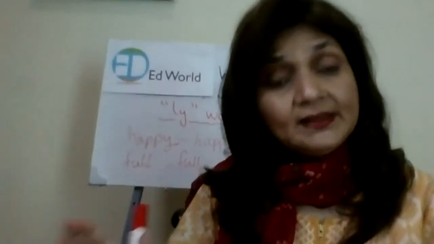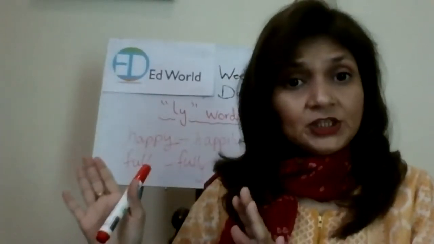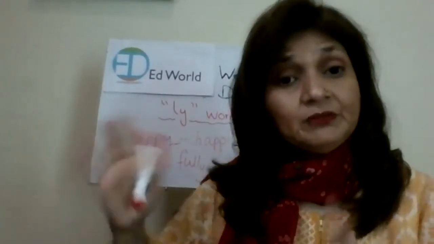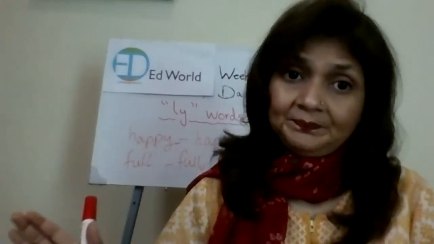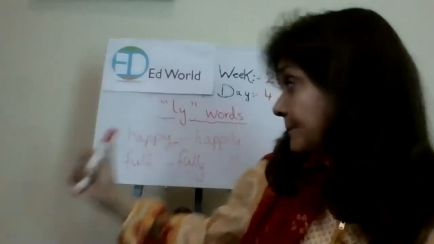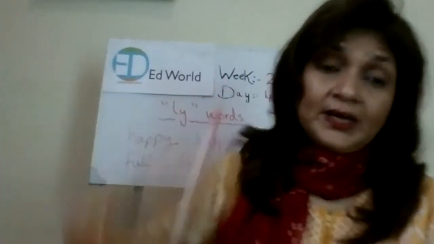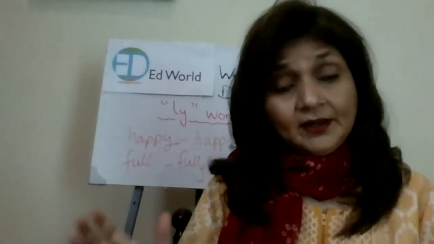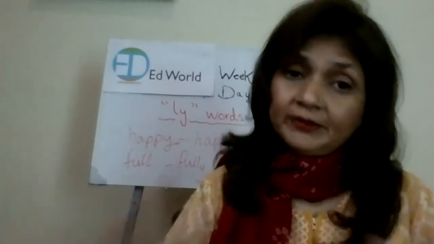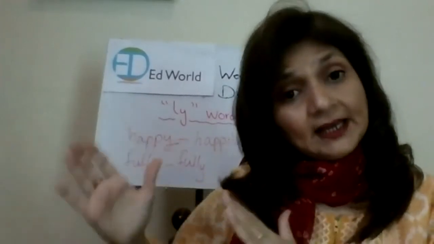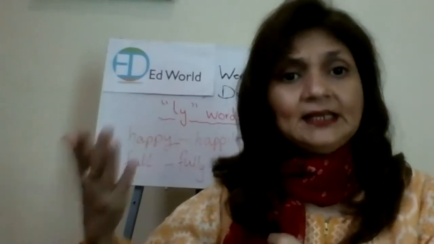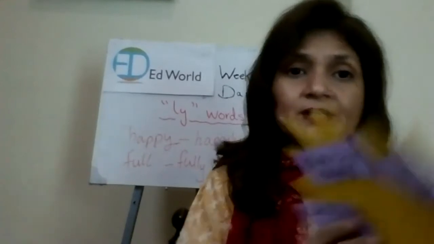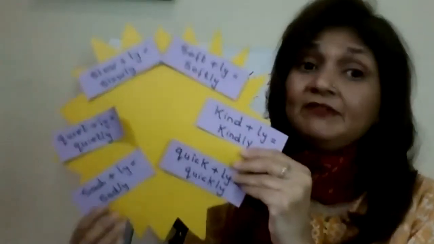Okay, so when there is a double L at the end of any adjective, we need not change or add any alphabet, we will just add y. But if it is a y, then we need to add an i before, and we have to remove y and add i instead of y, and then we will add ly. You understood? Okay. Now I have a few words written on my sunflower.